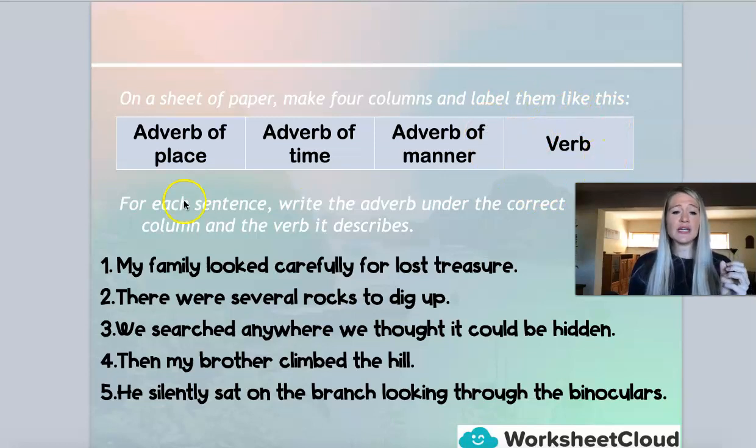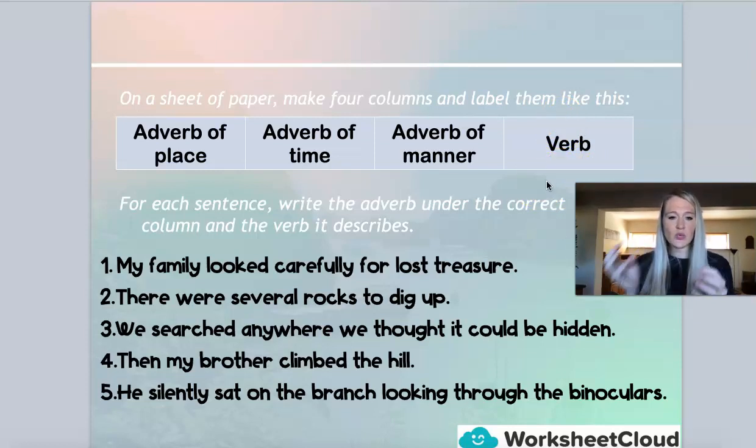Right, so now it says, for each sentence, write the adverb under the correct column and the verb it describes. So, there are 5 sentences. For every sentence, remember the key first, you're going to start with sentence number 1. You are going to read the sentence. You are going to identify the verb in the sentence. Where is the verb in the sentence? Once you've identified that verb, you're going to write that verb in your verb column over here. You're going to write the word over here.